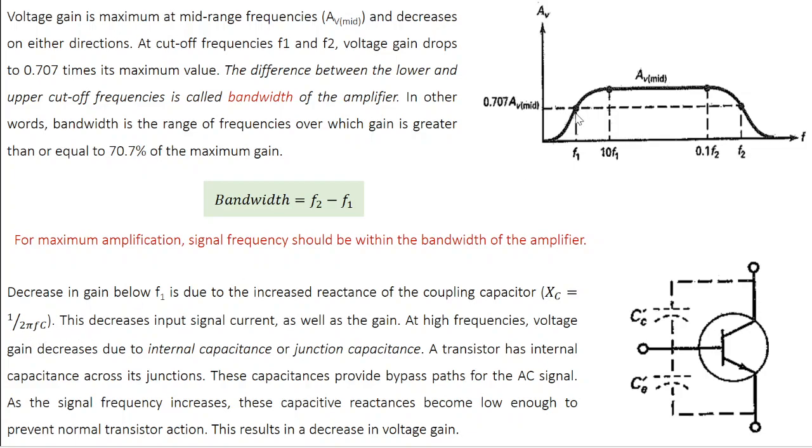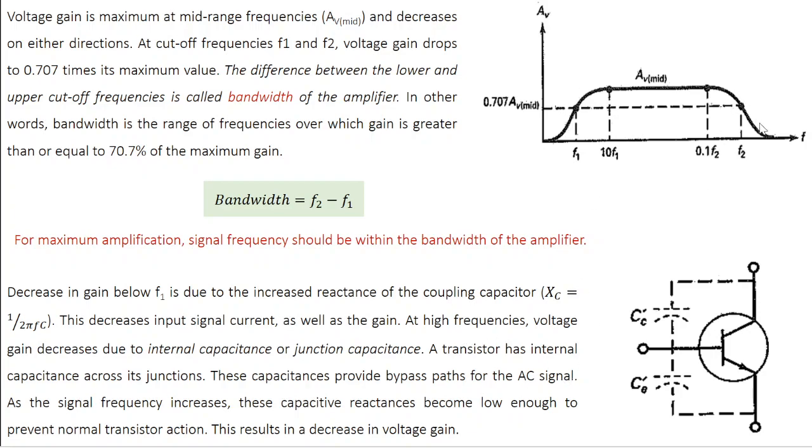So when the frequency is very, very low, then the reactance is going to be very, very high. So you have a very high resistance at the input side. This decreases the input signal current as well as the gain. So because of the coupling capacitance, the gain decreases at lower frequencies.